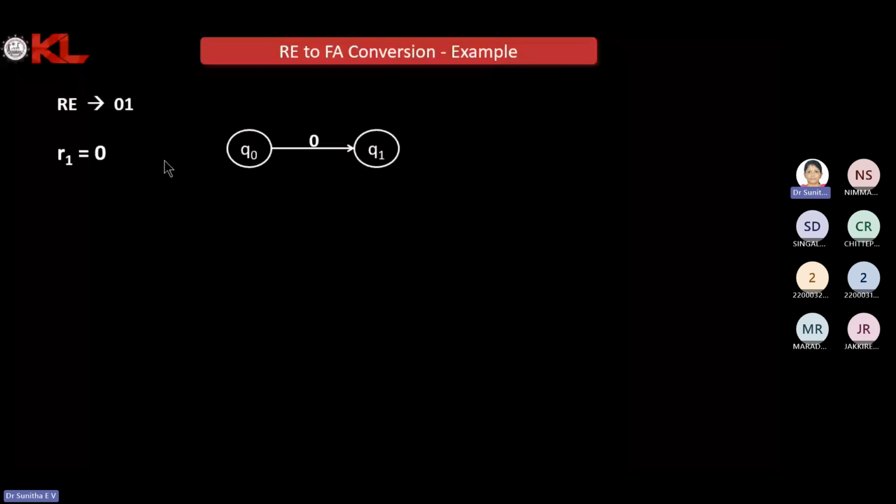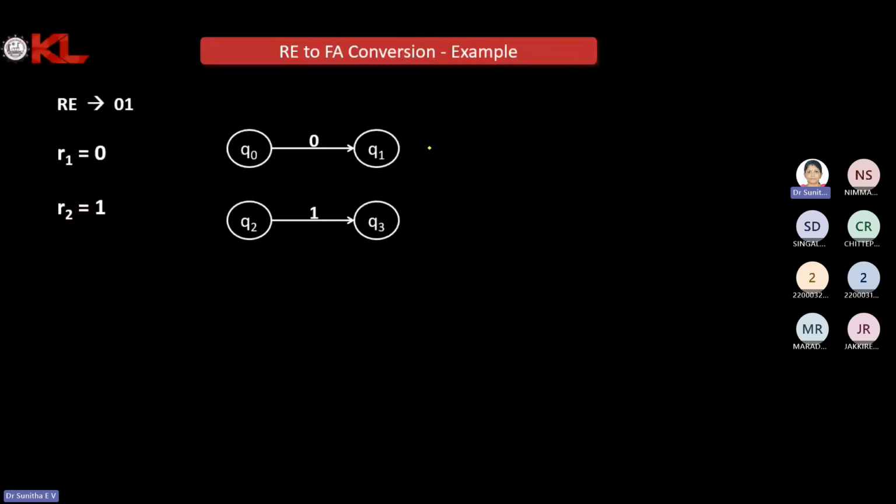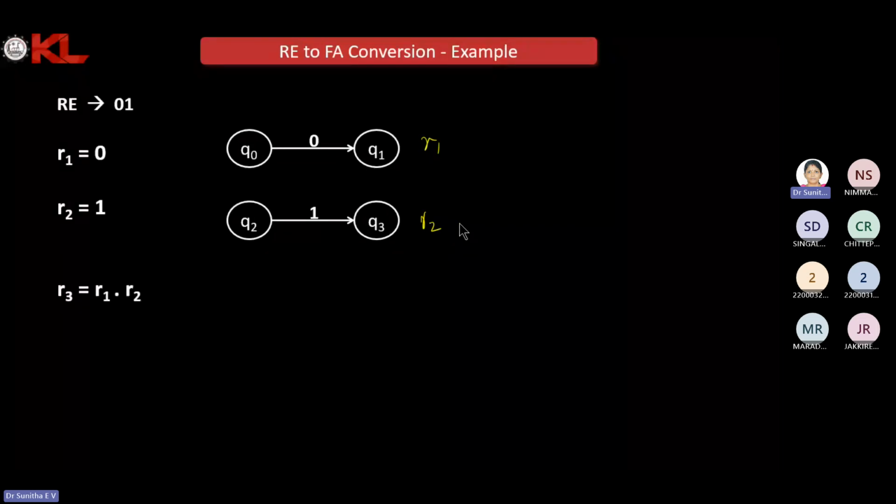Now we have to represent the machine for 1. Okay, the next symbol is 1, so we draw another transition, from Q2 to Q3. So these are the two machines. This machine represents R1 and this machine represents R2. Now we have to do the concatenation of R1 and R2. Okay, R3 is R1 dot R2, the concatenation of R1 and R2. That means concatenation of 0 with 1.